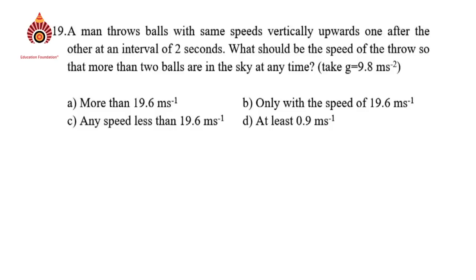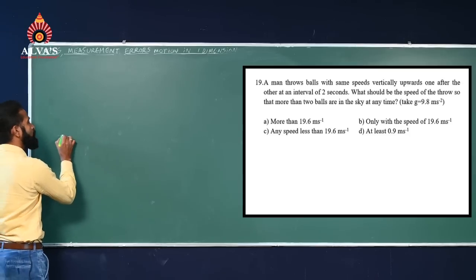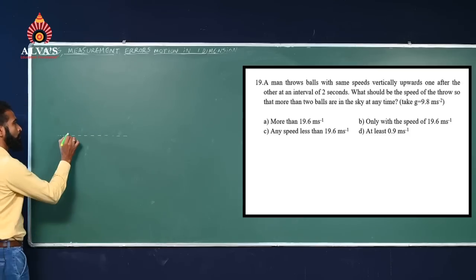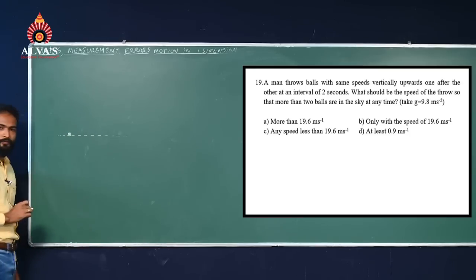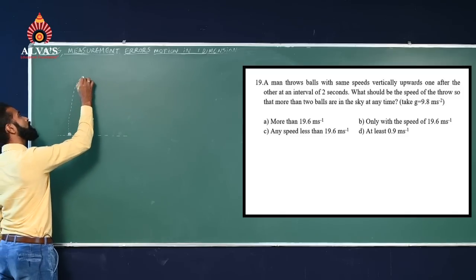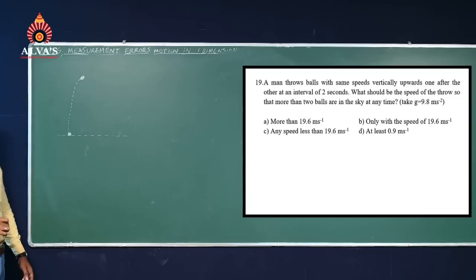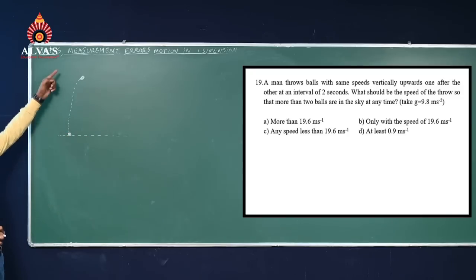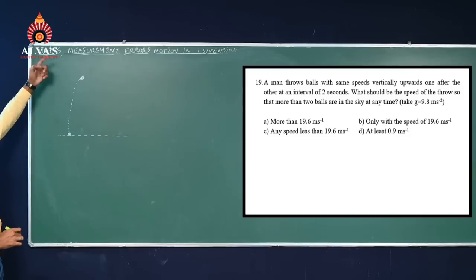A man throws balls with the same speed vertically upwards, one after the other, at an interval of 2 seconds. What should be the speed of the throw so that more than 2 balls are in the sky at any time? Take g equal to 9.8 meter per second square. Now let us analyze this situation. Imagine there is a ball which is projected from the ground. This ball goes up, reaches a maximum height, then it is going to come back. But after 2 seconds, one more ball is projected. After 2 seconds, one more ball is projected. So at regular intervals of 2 seconds, the balls are projected up.